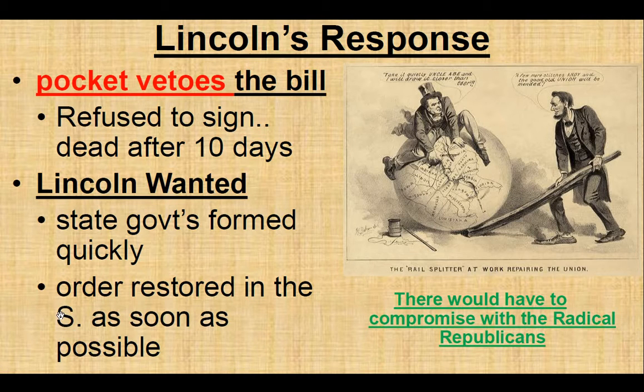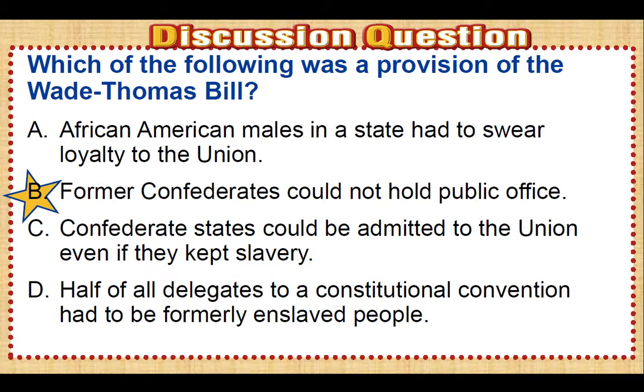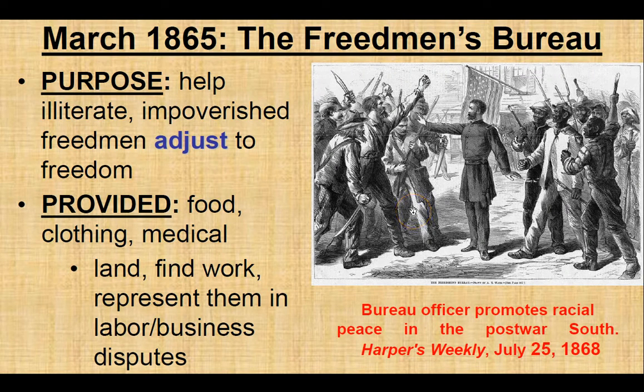The bill comes to Lincoln's desk. He refuses to sign it. It's too radical, too harsh. It's going to cause too much difficulty in bringing the Union back together. He lets it die through a pocket veto. He wants everything formed back together quickly and painlessly as much as possible. Again, one of the key aspects of the Wade-Davis bill is that former Confederates could not hold public office. All right, March 1865, the Freedmen's Bureau is a proposal that is established from Congress.